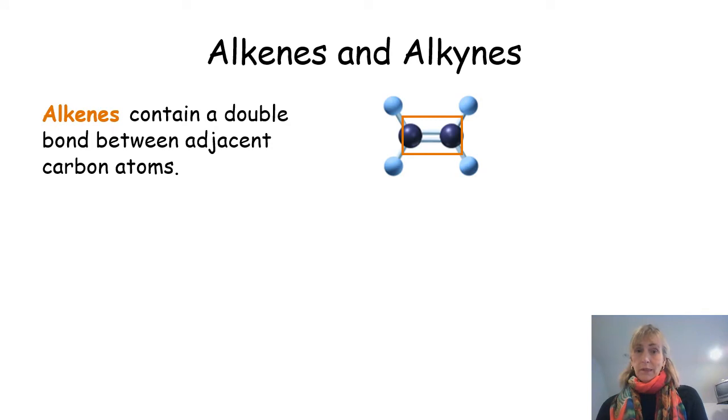Alkene, so there it is. Make sure that you see it, okay? The carbon-carbon double bond. When you find a carbon-carbon double bond, at least one in a compound, you are talking about the alkene family of compounds.